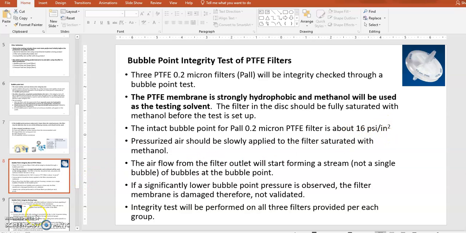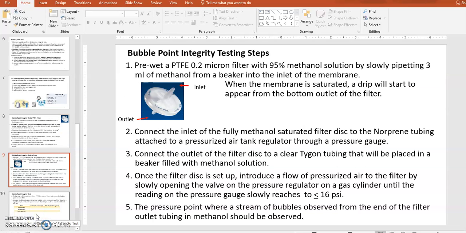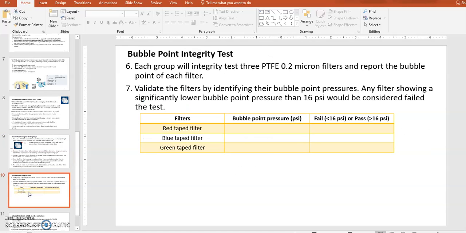So you'll do the bubble point test. That's an inlet. You're going to connect a couple of tubings there, inlet and outlet. The inlet will be connected to the gas tank. You will turn on the gas tank, and the pressurized air will go through. The outlet tubing will be connected and located inside a beaker that has methanol. So you'll observe the bubble stream coming out of the outlet tubing while looking at the pressure. That's how it should work. If it's an undamaged, intact filter, the bubble point will be about 16 psi. You'll observe if you can find it, and that's how you validate your disc filter.